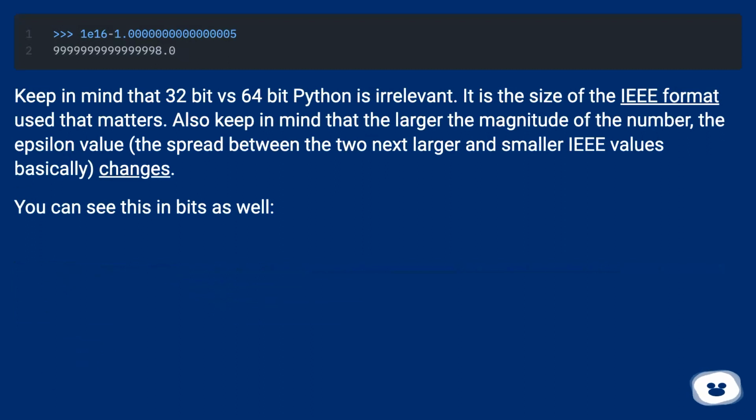Keep in mind that 32-bit versus 64-bit Python is irrelevant. It is the size of the IEEE format used that matters. Also keep in mind that the larger the magnitude of the number, the epsilon value, the spread between the two next larger and smaller IEEE values, basically changes. You can see this in bits as well.